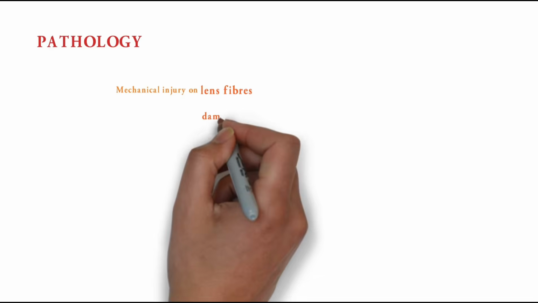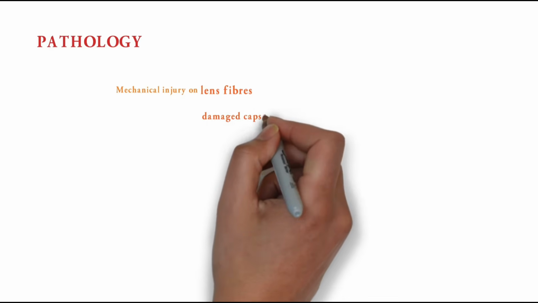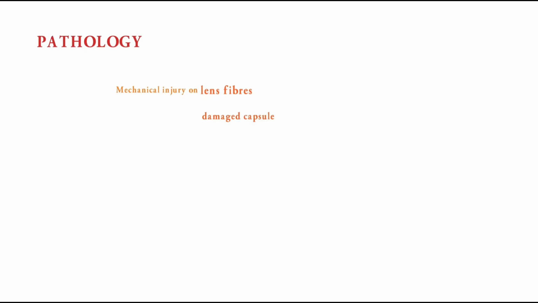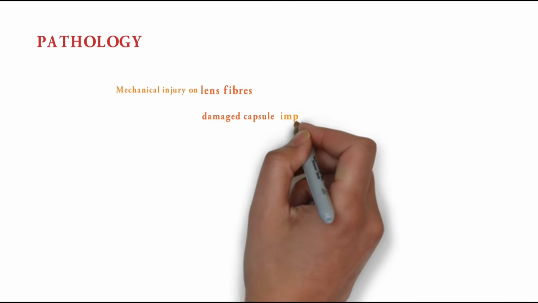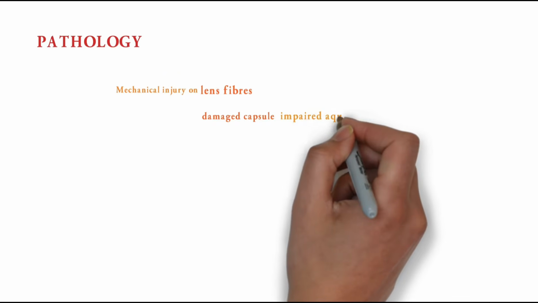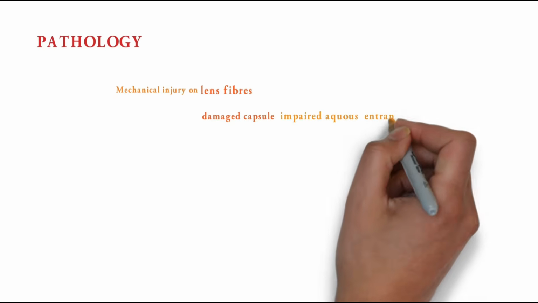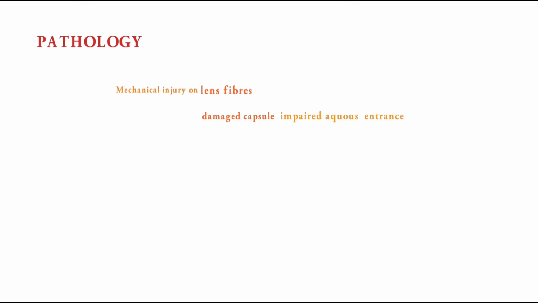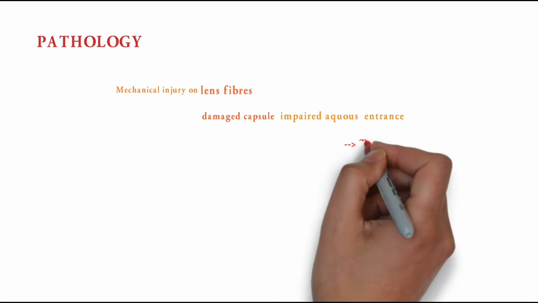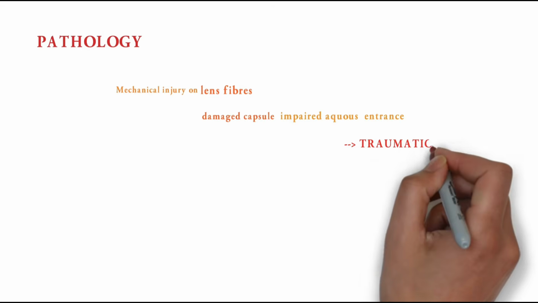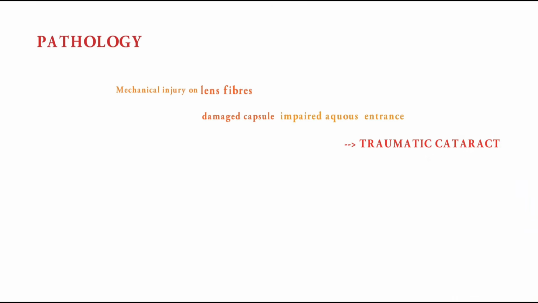There is an injury to the lens fibers, largely due to the entrance of aqueous through damage to the capsule. With a damaged capsule, there is impaired aqueous flow, because the lens depends upon aqueous humor for its nutrition. These changes may cause the traumatic cataract. Okay, so this is the pathology behind the traumatic cataract.